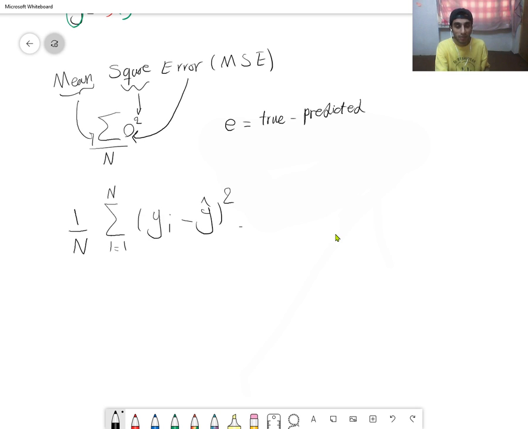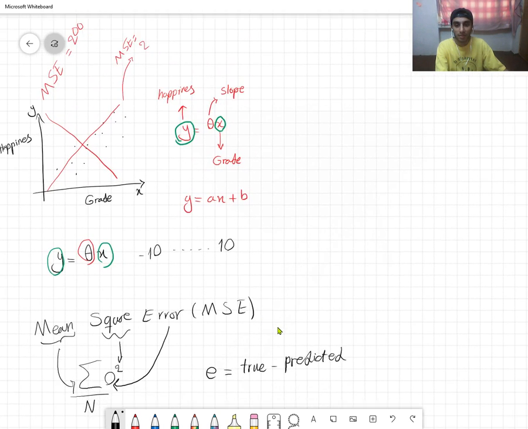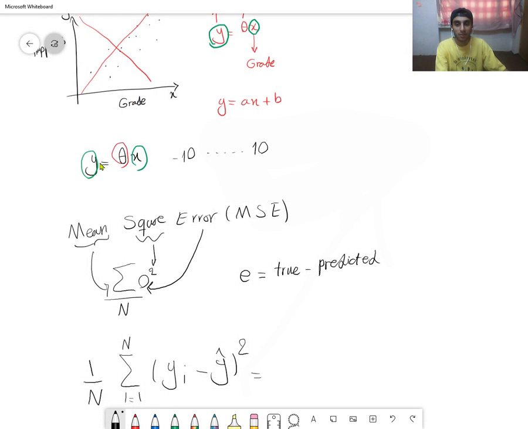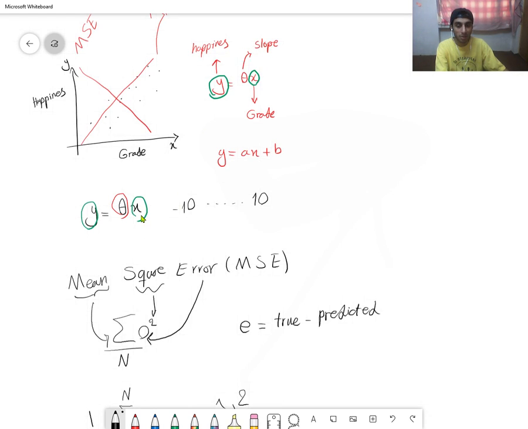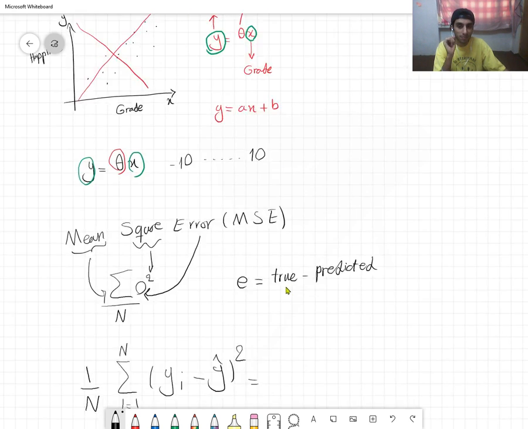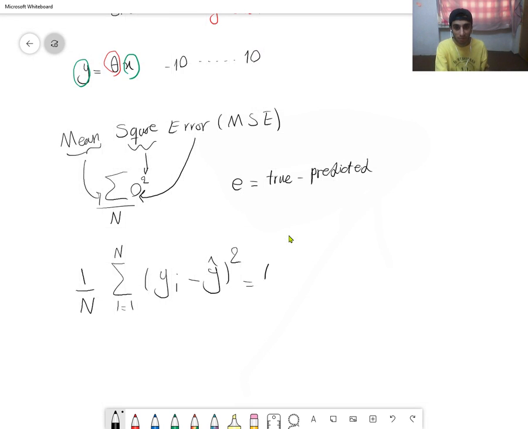Okay, so we can rewrite that as we know the predicted value was this one, right? We say our predicted y is theta, which is slope, times x. And right now we ignore the intercept. So we can write it down as y_i minus theta times x_i to the power of 2.